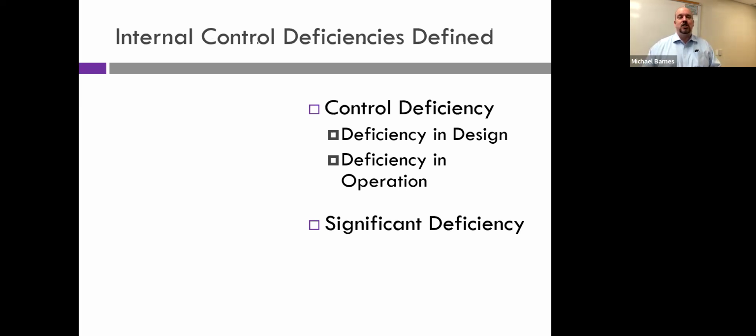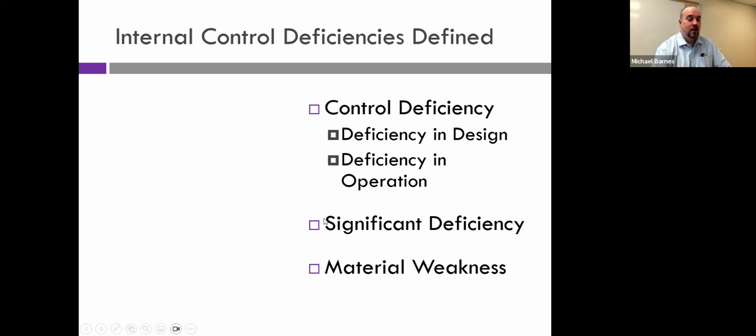And then we have issues that are likely to result in a material misstatement in the financial statements if left unchecked. This is called a material weakness. So when we talk about problems, these are kind of escalating in scope. A control deficiency is a minor problem. This is a major problem. This is a pervasive problem, all right?